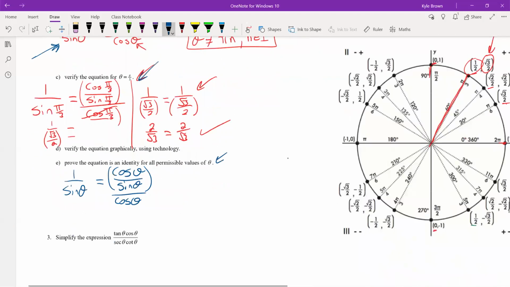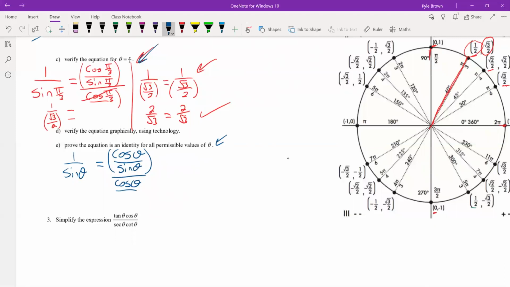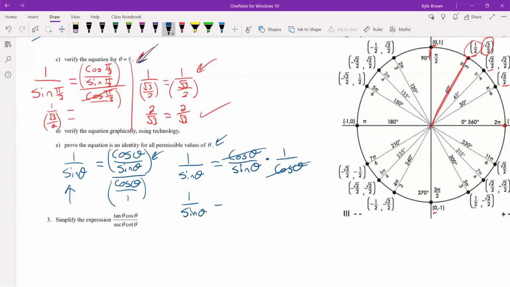Now, what we can do here, like I was saying above, if this is cosine theta over 1 on the bottom, then we can flip this guy around, right? Dividing by a fraction is the same as multiplying by the reciprocal. So I can rewrite this as 1 over sine theta, right? Just this side is equal to, and then flipping this around is cosine theta over sine theta, just the top here. And then instead of dividing, I'm going to multiply it by 1 over cosine theta. So now you can see that the cos thetas cancel. So I've got 1 over sine theta is equal to 1 over sine theta. So there you go. Your left-hand side is equal to your right-hand side.